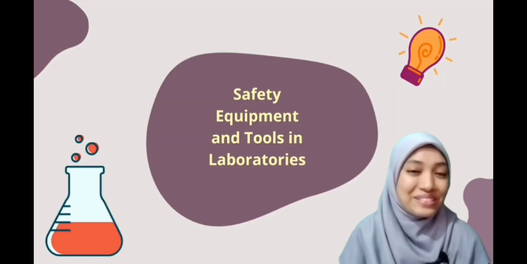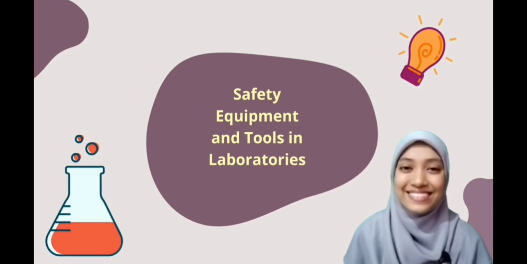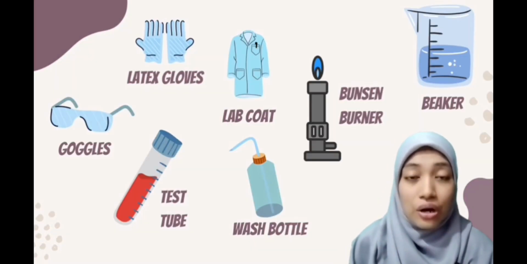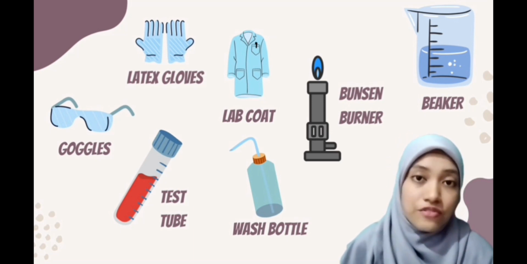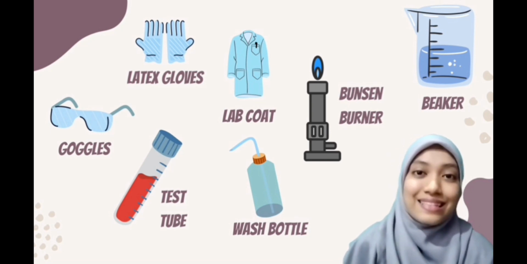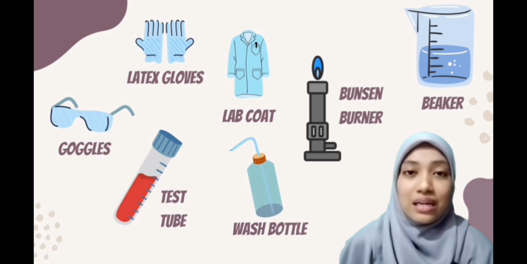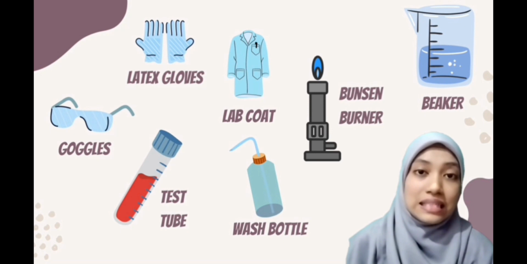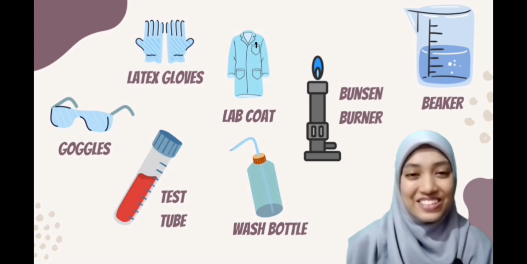So now, I will tell you about the equipment and tools that are commonly found in laboratories. Firstly, we have safety equipment or PPE, which include goggles, latex gloves, and lab coat. Then we also have Bunsen burner, test tube, wash bottle, beaker, and more. So, for your better understanding about lab tools and equipment in the chemistry laboratory and their own functions, let's watch this video together.